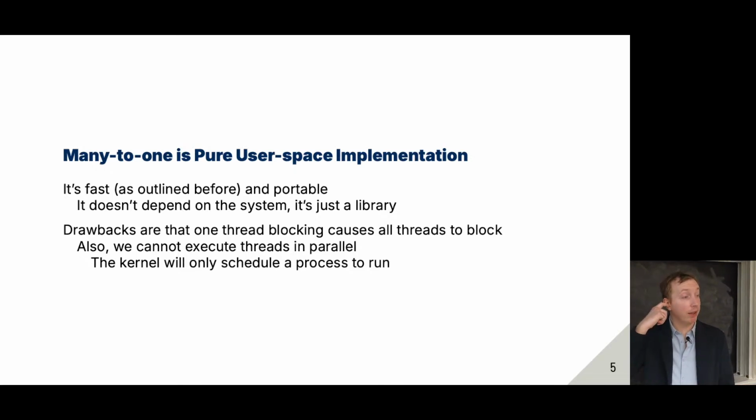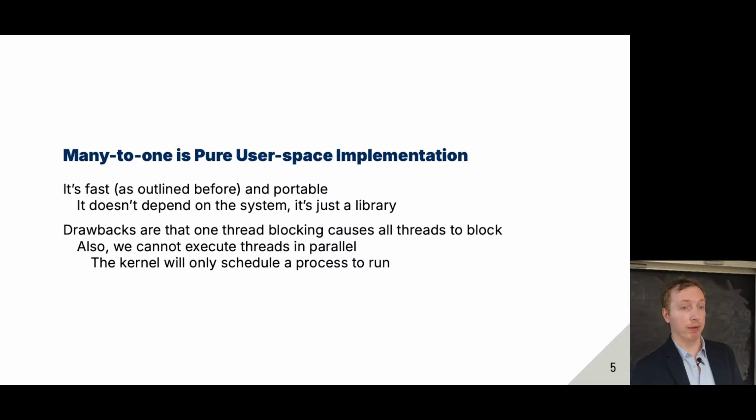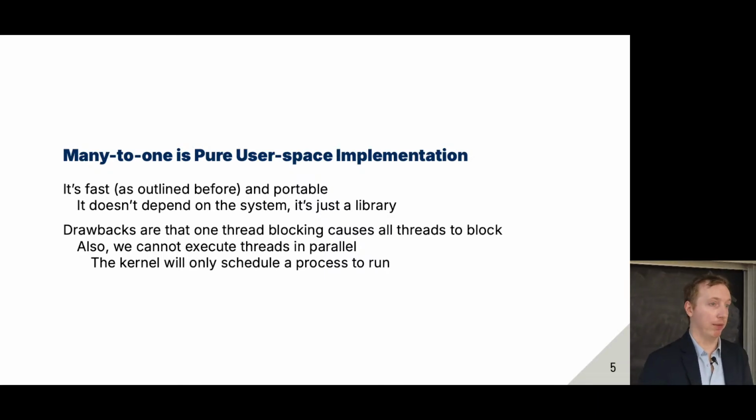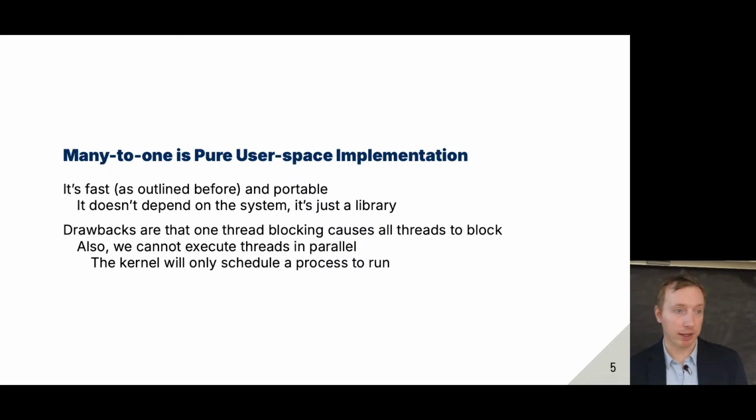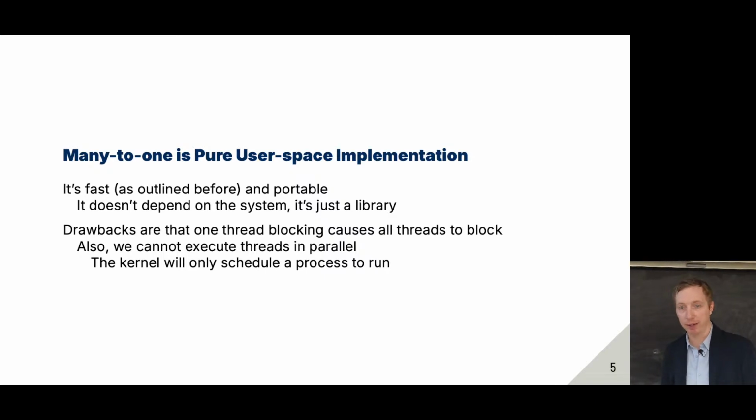So many-to-one is the pure user space implementation. It's going to be fast, as outlined before, and it's portable because it doesn't depend on the system. It's just a library. You don't have to do any system calls or anything like that. So if you write it, you can use it on Windows, Mac, Linux, it doesn't really matter because it's all running in user space. Again, you don't have to tell the kernel anything about your concept of threads.